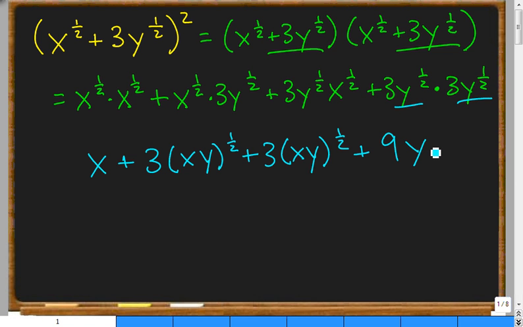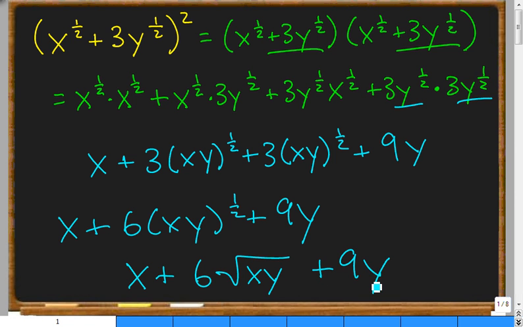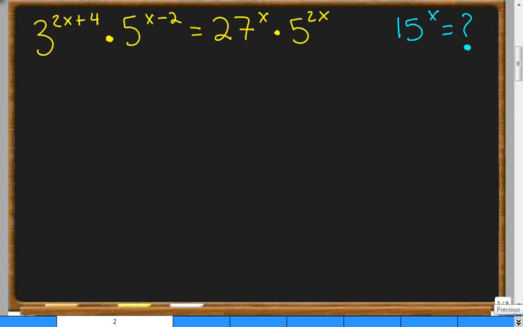And so when we simplify from here, we have two like terms here. We have 3(xy)^(1/2) and 3(xy)^(1/2). So we're going to have x plus, each of these makes 6(xy)^(1/2) plus 9y. And so this is actually the same thing. Remember, power to the 1/2, that's the same thing as the square root. So you could also rewrite it this way, and this is a completely correct answer. If you wanted to leave it in this form, though, that should be appropriate as well.